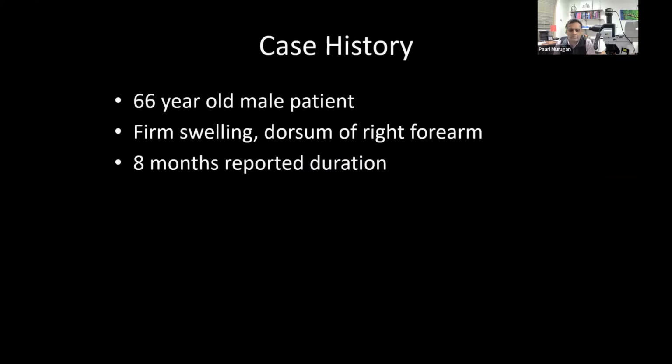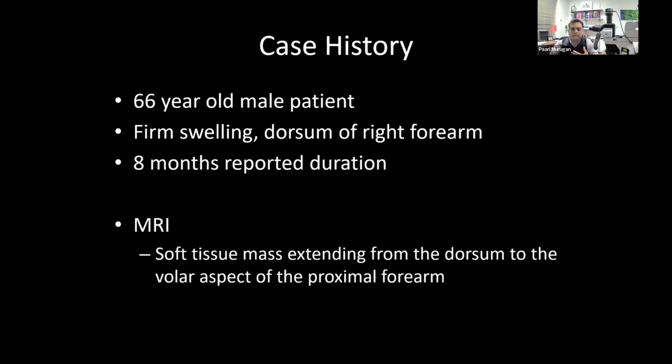So for case one, I have a patient who is 66 years old, and he presented with a firm swelling that he noticed in the dorsum of his right forearm for about 8 months. So he comes into the hospital, and as per protocol, an MRI study was done. This showed a rather large soft tissue mass that was extending from the dorsum all the way to the volar aspect of the proximal forearm. Okay, and I will show you some of the MRI findings over here.